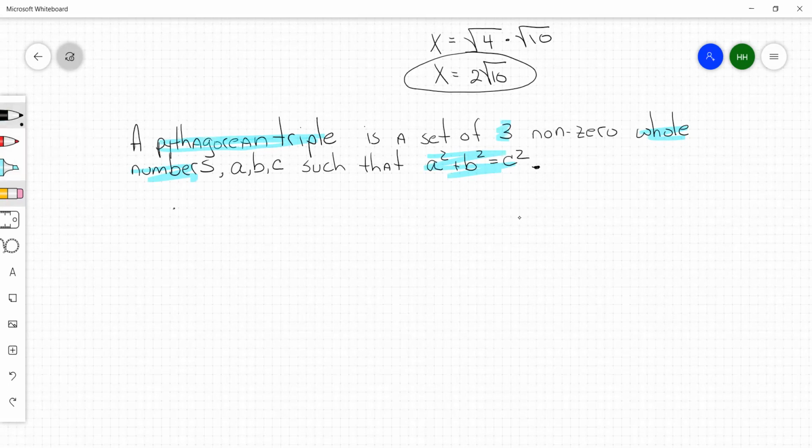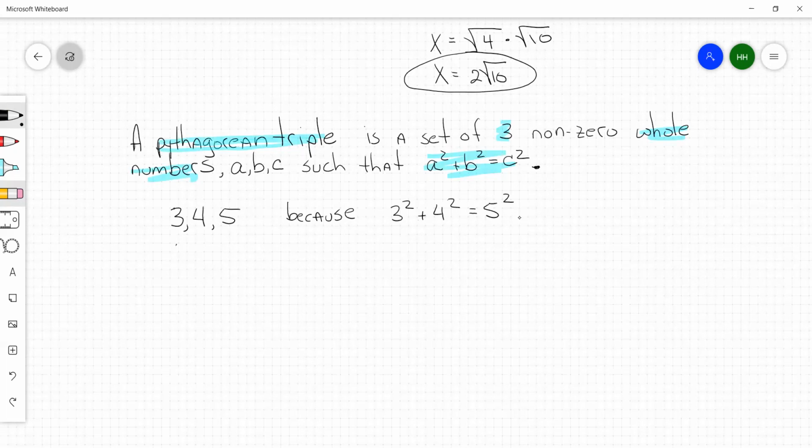So an example of a Pythagorean triple would be 3, 4, and 5, because 3 squared plus 4 squared equals 5 squared. That's 9 plus 16 equals 25. That makes 3, 4, 5 a Pythagorean triple. All the numbers have to be whole. None can be 0. And the sum of the squares of the two smaller ones have to equal the square of the larger one.